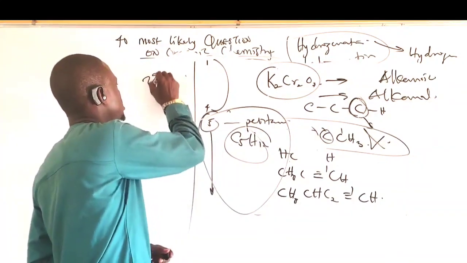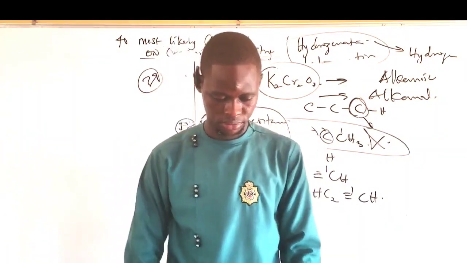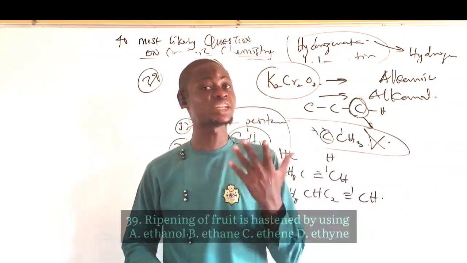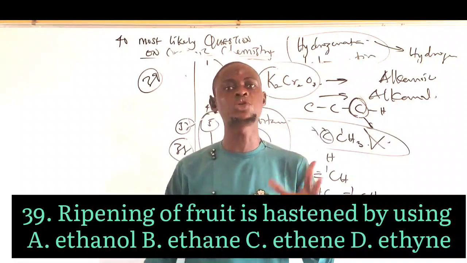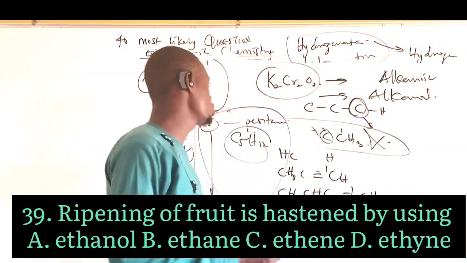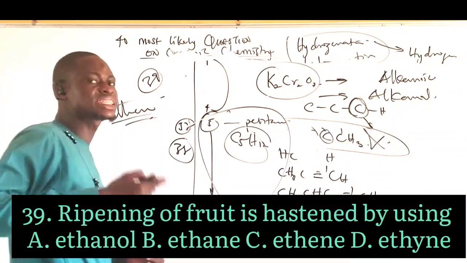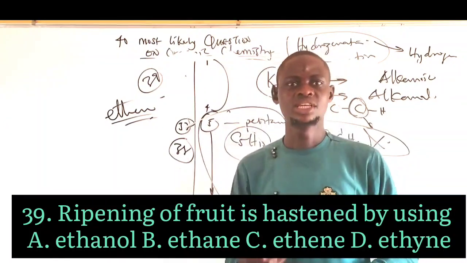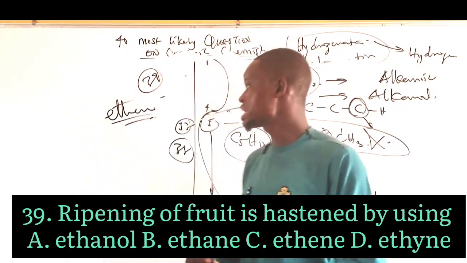Now let's take a look at question 39, then the last question, question 40. Question 39 is this. This one is common. They said ripening of fruit is steamed by using what? What do you normally use to ripen your fruit? It is majorly done using ethene. Ethene is used for steam ripening of fruits, while ethane is used as a fuel. So the answer to that is ethene.